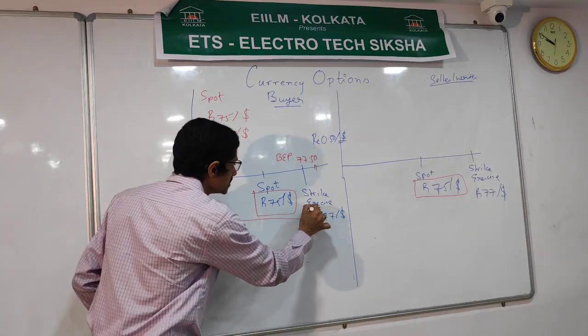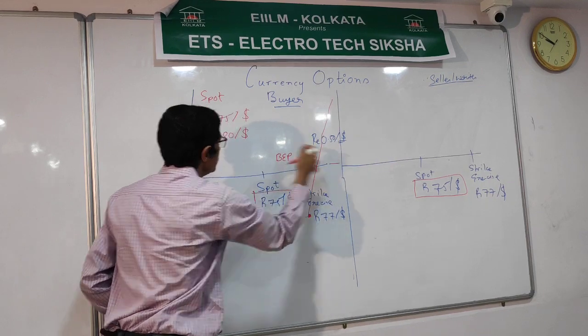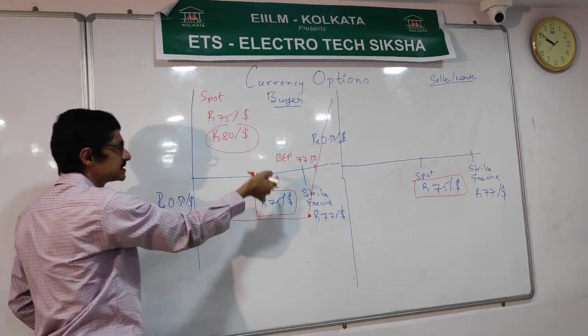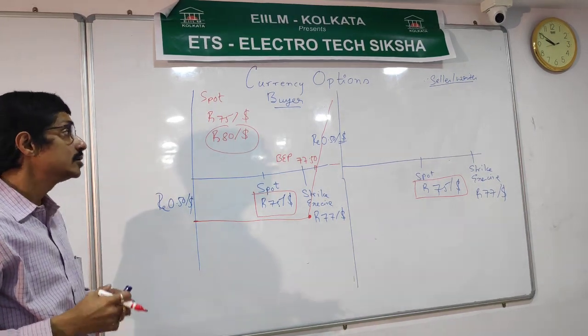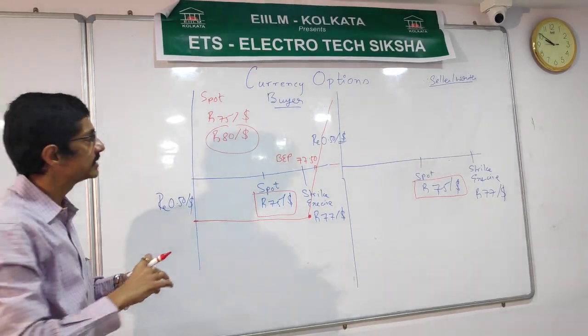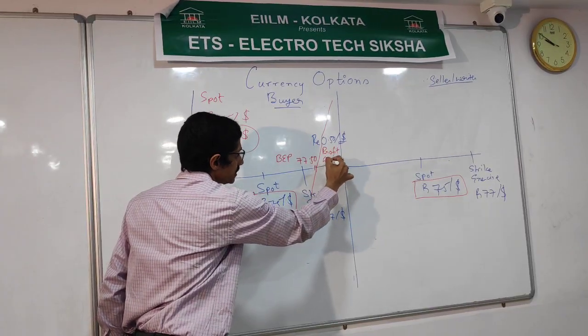But what happens beyond 77.5? If the rupee is becoming 80, as I have written over here, I can still get it at 77.5. So it is cheaper for me, economical for me, and that is why I am saying that from here the profit or the gain is starting.